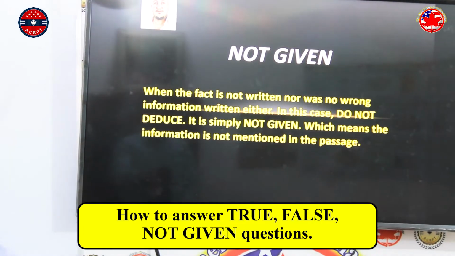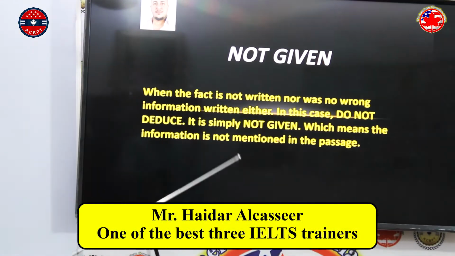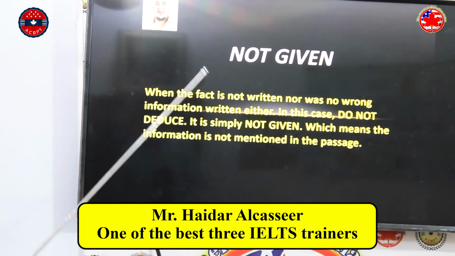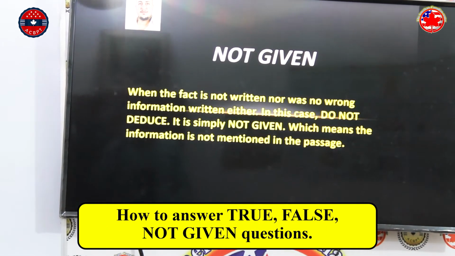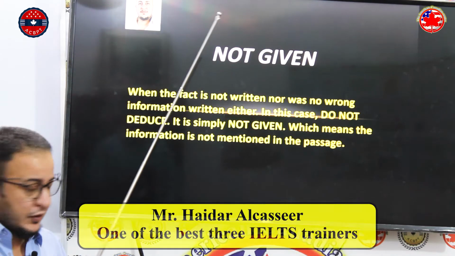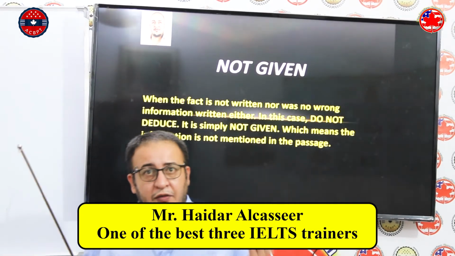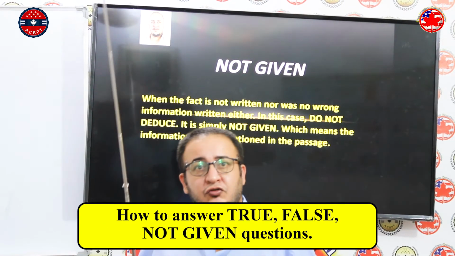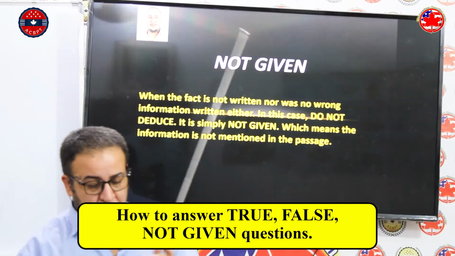Now we come to the most difficult part, not given. When the fact is not written, nor is any wrong information written either. In this case, do not deduce. That means do not try to guess. It's simply not given, which means the information is not mentioned in the passage. Let us repeat. When you don't see the fact, whether it's true or false, do not try to guess by yourself. It's simply not given.